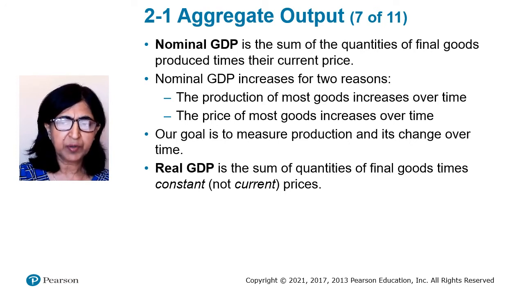So in our example, if we take the quantity of cars produced in year 2, that is one car, and multiply it by constant prices, i.e. the price in year 1 of $200, then real GDP in year 2 will be $200, reflecting the fact that the quantity of final goods produced in year 2 is the same as year 1, even though nominal GDP has increased because of increase in current price to $300.